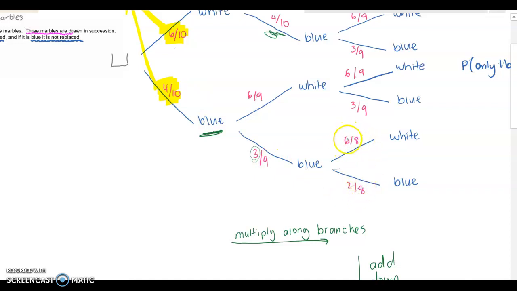Okay, our white is still 6. We still have put our whites back in. So we've still got 6 whites to pick from. But 2 of our blue are missing now and we only have 2 8s of the blue to pick from. And our 6 8 and 2 8s need to add to 1 as well.